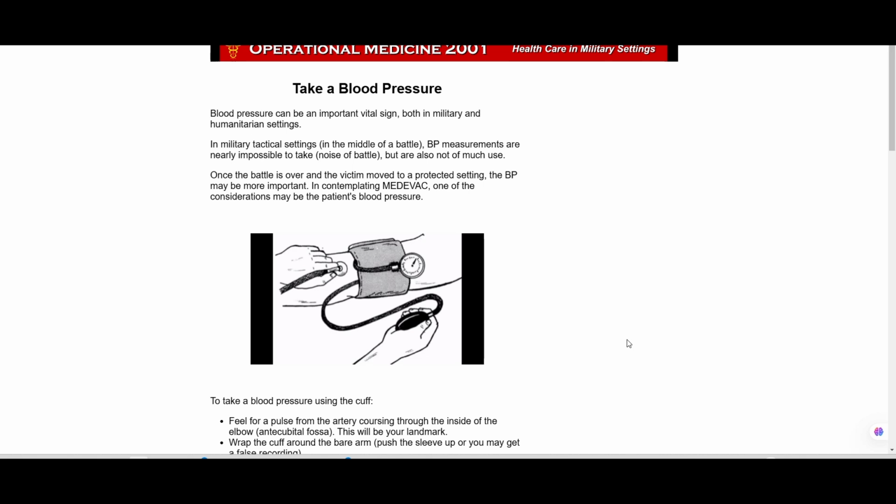The other tube is connected to a glass cylinder containing mercury, a mercury manometer, or to a dial, an aneroid manometer, which attaches to the arm wrap. You obtain the indirect blood pressure reading with a manometer by listening to the heartbeat with a stethoscope.